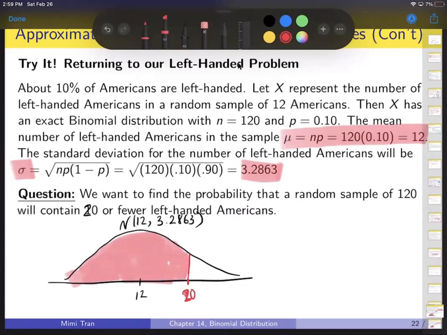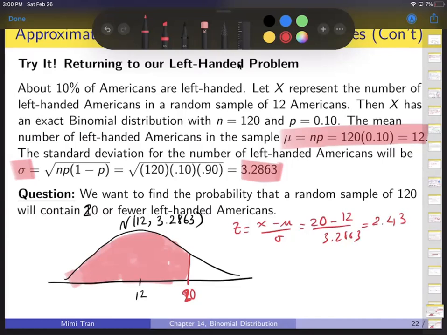And remember how we do this? You can use Google Sheets with NORM.DIST, or you can use the formula z equals x minus mu divided by sigma. X is 20, minus mu is 12, sigma is 3.2863. So 20 minus 12 divided by 3.2863. Do it with me, don't just take my word for it. I make mistakes just like everybody else. I get 2.43, and then you look it up on your table.